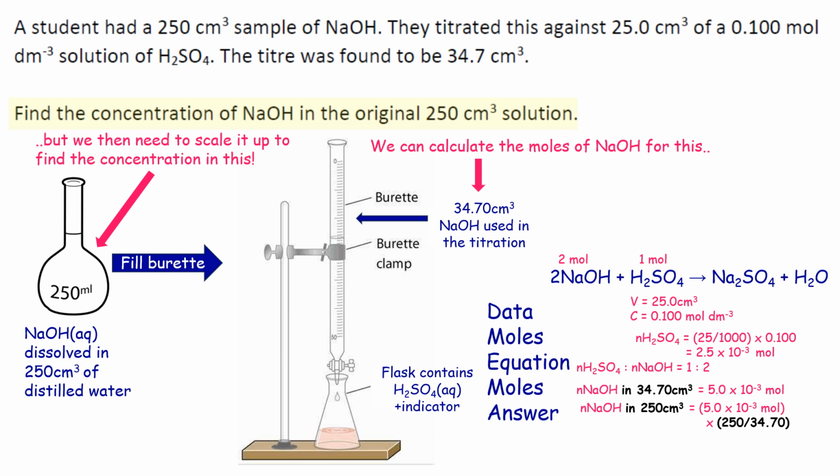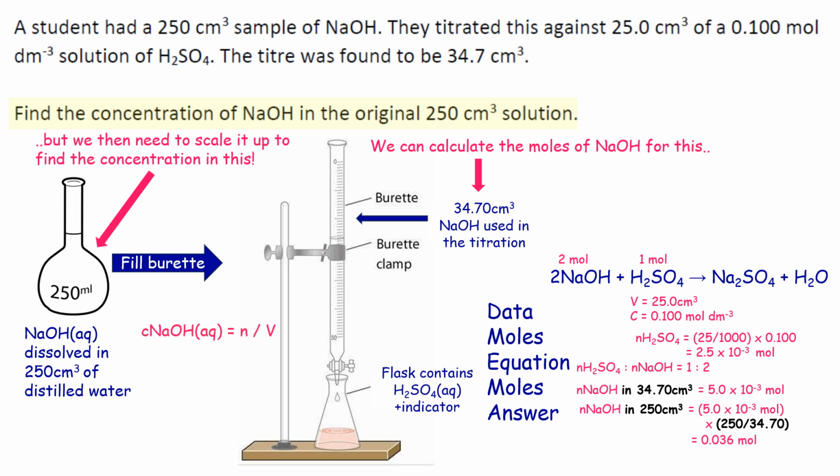Now we want the number of moles in 250 centimeters cubed of sodium hydroxide. So we take the number of moles that we've just worked out in our titer and we scale it up. Now the scaling factor involves multiplying the number of moles in the titer by the big volume over the small volume. So the big volume being 250 centimeters cubed and the small volume being the average titer. So that gives us 0.036 moles.